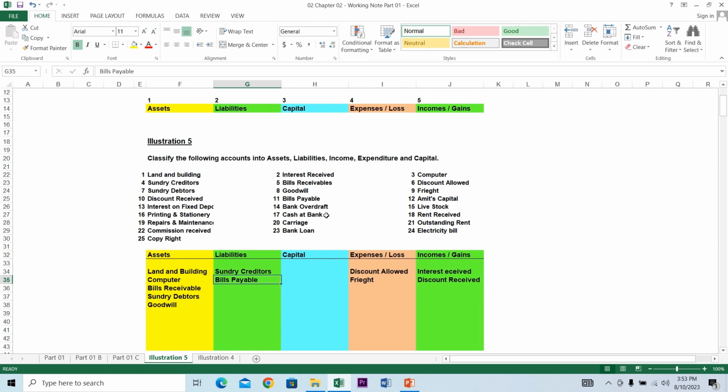Then 12th point, Amit's capital. Capital is a capital account. It's Amit's capital account, so it comes under capital. Then 13th point, interest on fixed deposit. Interest on fixed deposit is what? Interest received on fixed deposit.